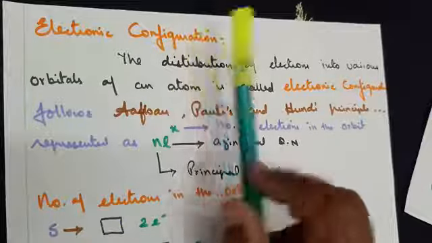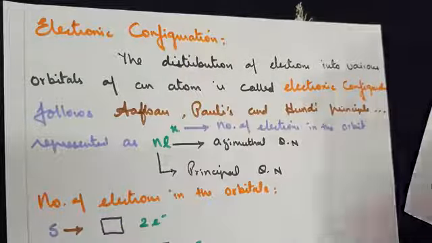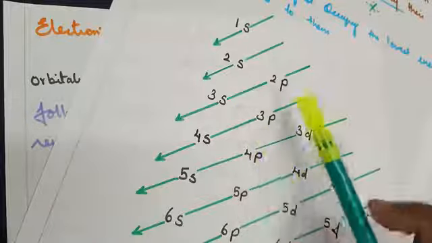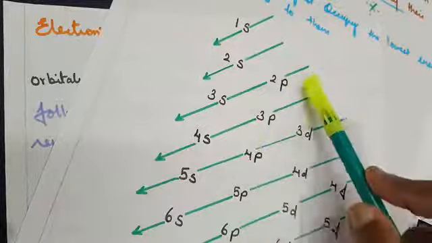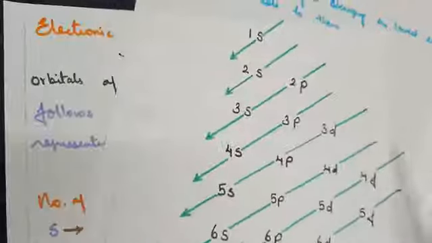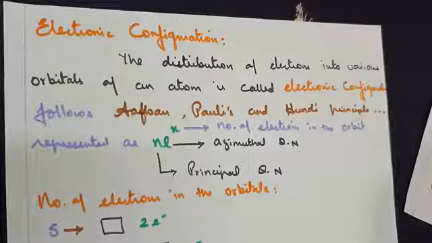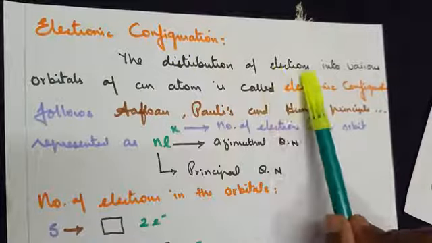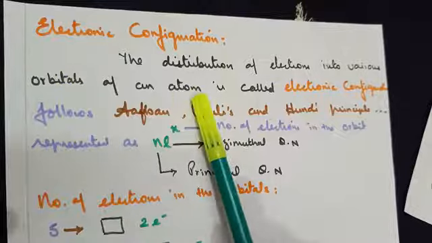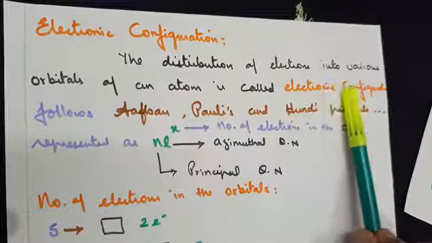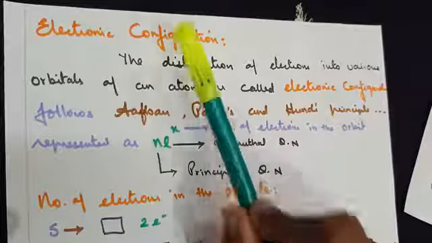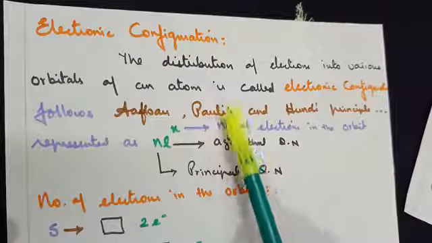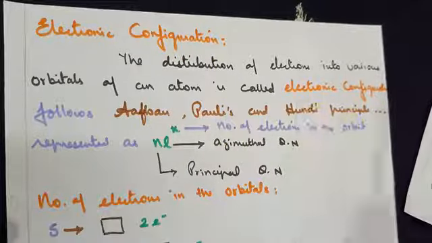Now, electronic configuration is done based on the Aufbau principle of writing the electrons, allotting the number of electrons to different orbitals based on their energies, which is followed by the n plus l rule here. The distribution of electrons into various orbitals of the atom is called electronic configuration. It follows Aufbau's, Pauli's and Hund's rule principles.